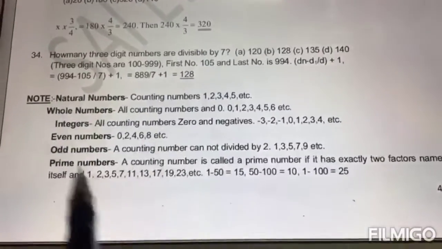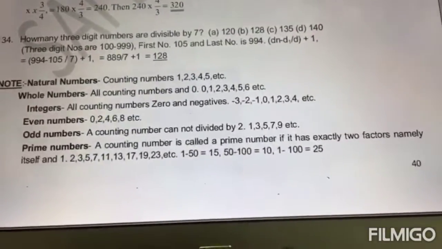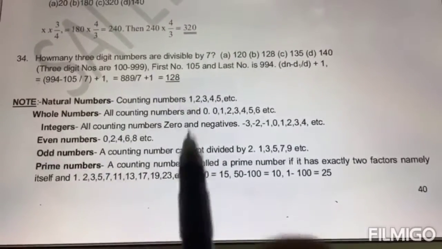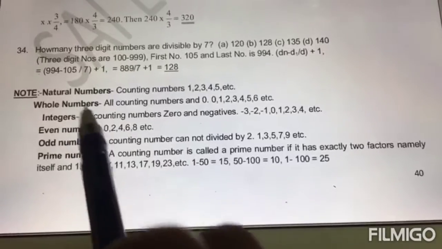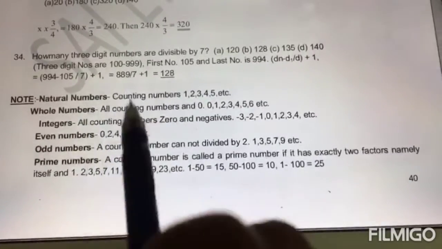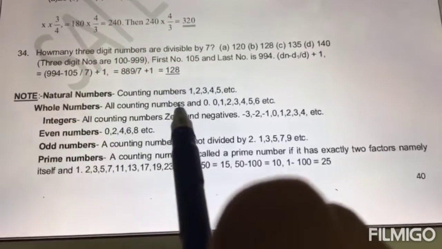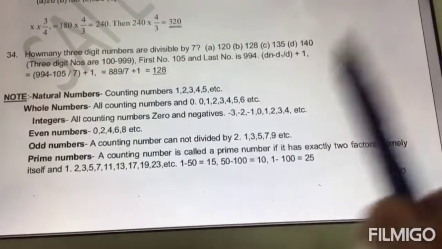Number 34. Before that, let's learn some basic ABCD of mathematics. This is very important. You have to know this. You have to memorize this. Now, in maths, we have something called natural numbers. What are natural numbers? Natural numbers are nothing but all counting numbers: 1, 2, 3, 4, 5 till infinity.